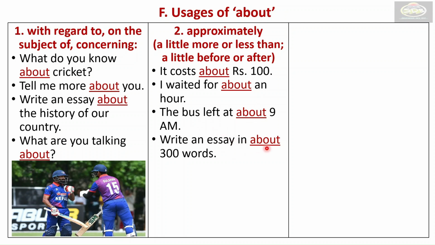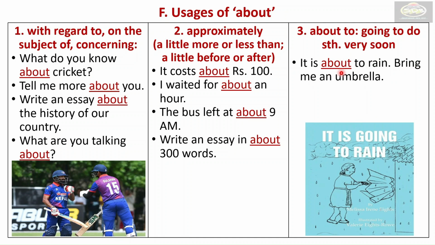Write an essay in about 300 words. More or less. Approximately 300 words. Another one is about to. About to do something means going to do something very soon. Example, it is about to rain. It is going to rain very soon. Bring me an umbrella.